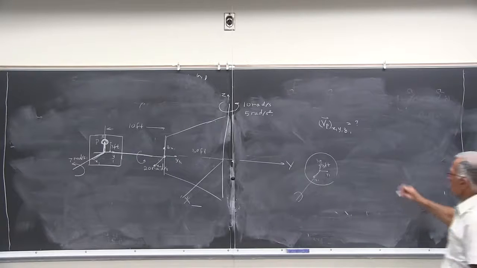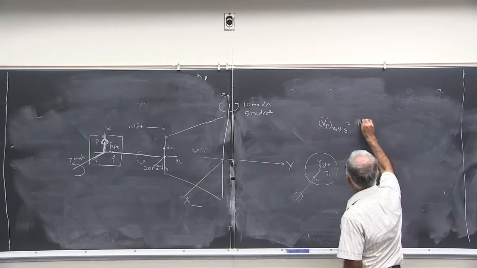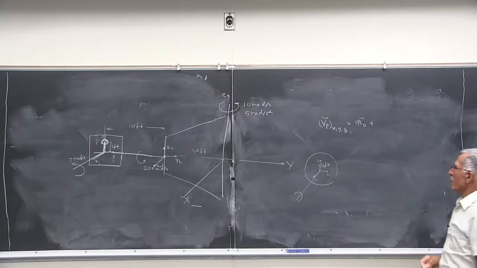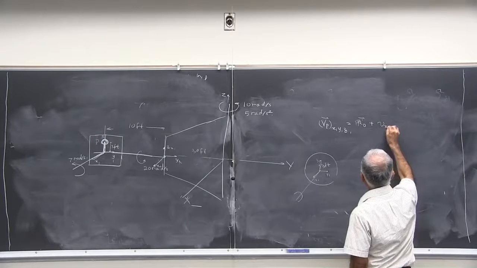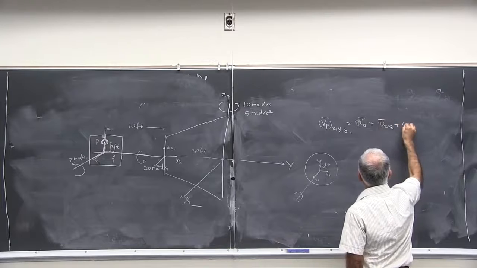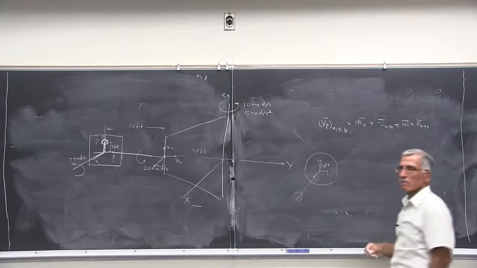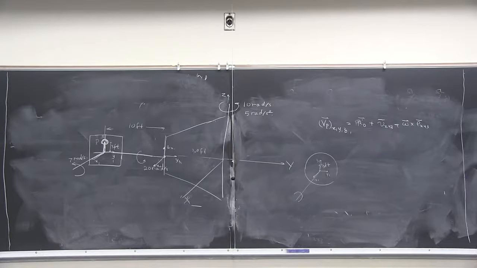And your generic equation is R dot O plus Vxyz plus omega times rho xyz. That's your generic equation.